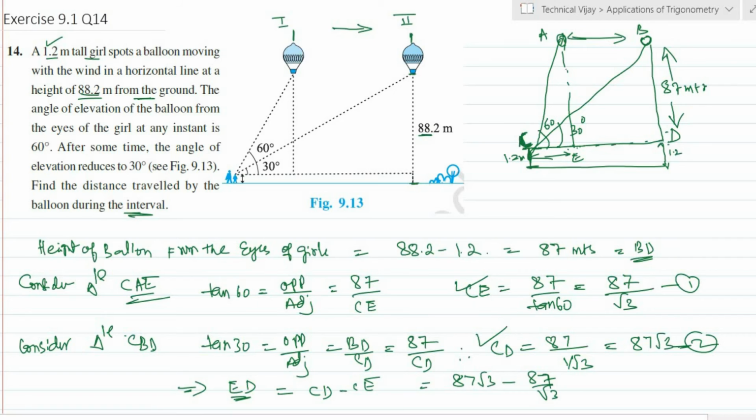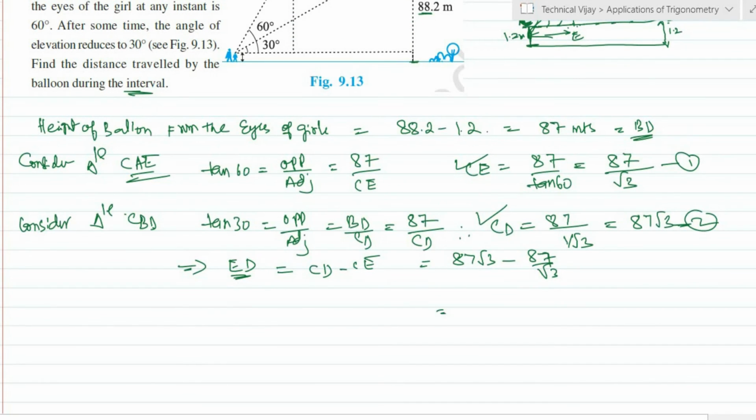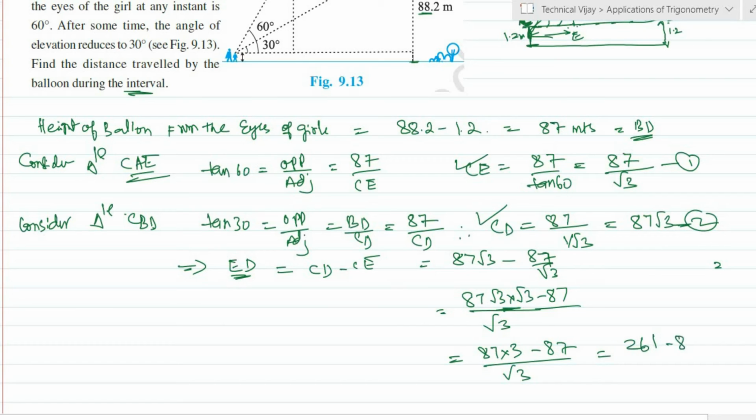Here root 3 is the LCM. So 87 root 3 into root 3 minus 87. Here root 3 into root 3 is 3. That is 87 into 3 minus 87 divided by root 3. So 87 into 3: 7 threes are 21, 8 threes are 24 plus 2 is 26, minus 87, divided by root 3, which is equal to 174 divided by root 3. This is in meters, the distance travelled by the balloon.